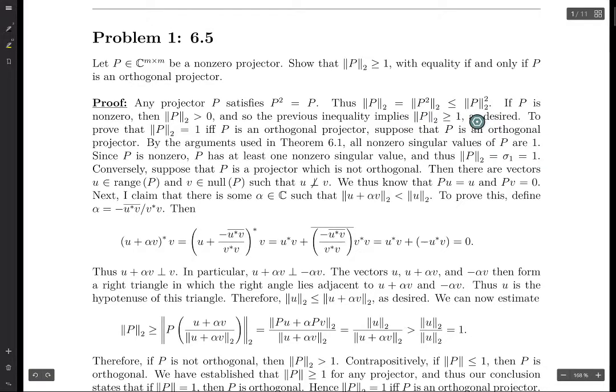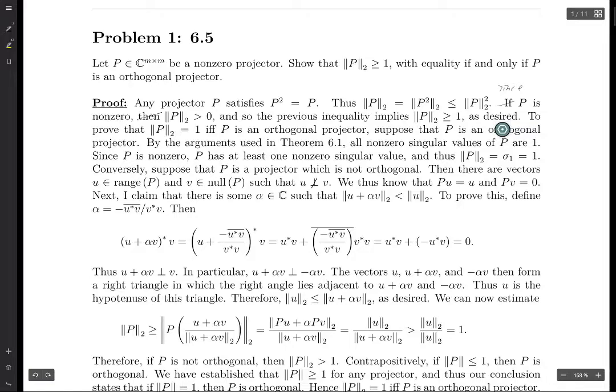That's all we have to do. P is non-zero, so the two norm of P must be strictly greater than zero, and so we can just cancel out a factor of the two norm of P here, and we get that the two norm of P is greater than or equal to 1, which is what we want.